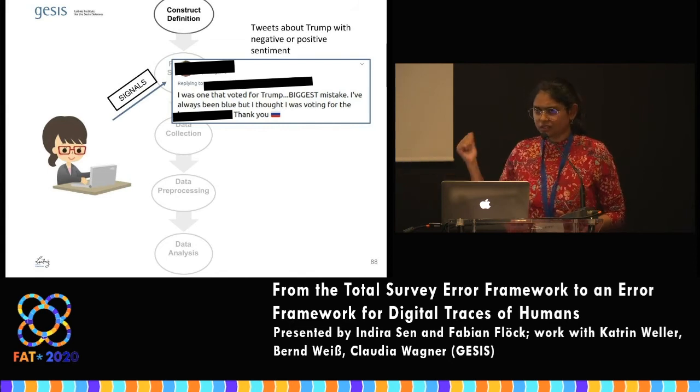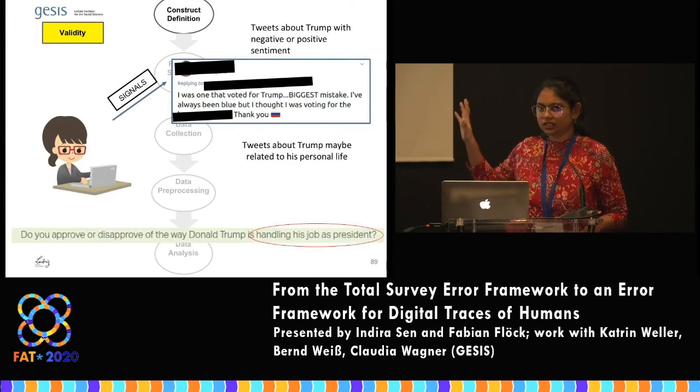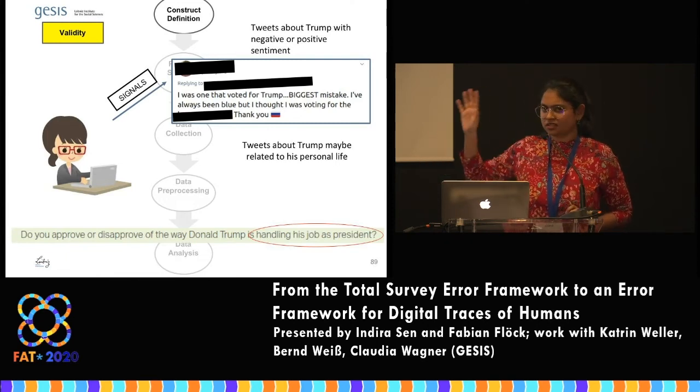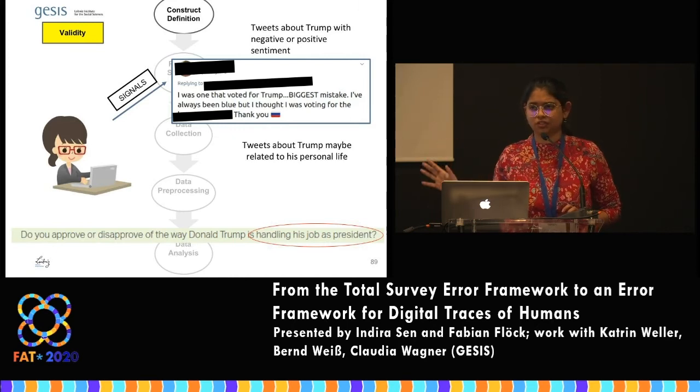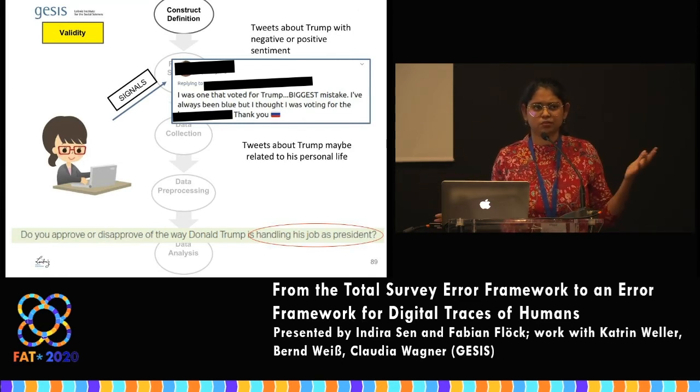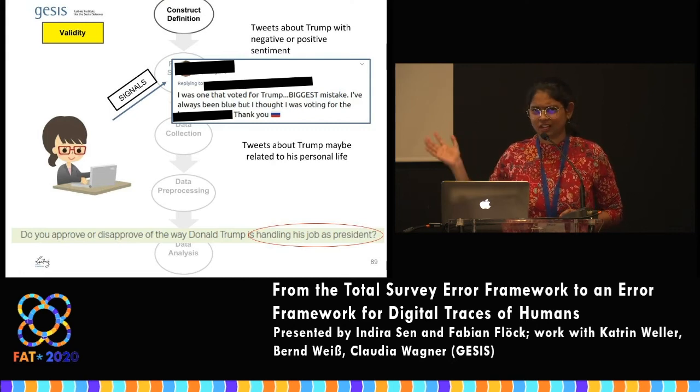So again, let's revisit the question that's there in surveys. That explicitly lists how Donald Trump is handling his job as president as a part of this question. And that is not included in our envisioned measurement. So the way we define our construct is perhaps too broad, and that can cause issues of validity because then you have tweets about Trump related to his personal life, his business dealings, his work as a reality TV show personality, and all of that can distort some of the signals being measured.